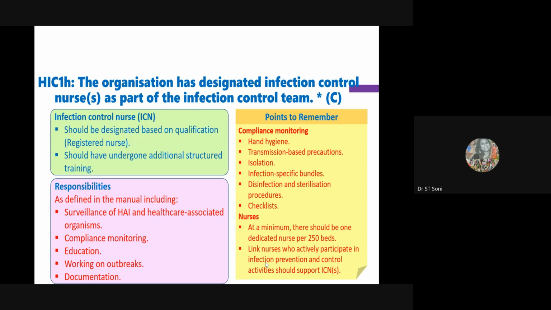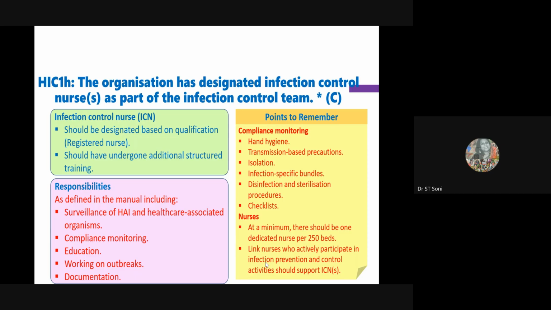What are their responsibilities? Surveillance of healthcare associated infection, compliance monitoring, working on outbreaks, education, training, and documentation of everything. Compliance monitoring can be for hand hygiene compliance, transmission based precautions, standard precautions, PPE adherence, care bundles, and disinfection and sterilization. And as I said, one infection control nurse per 250 beds is recommended.